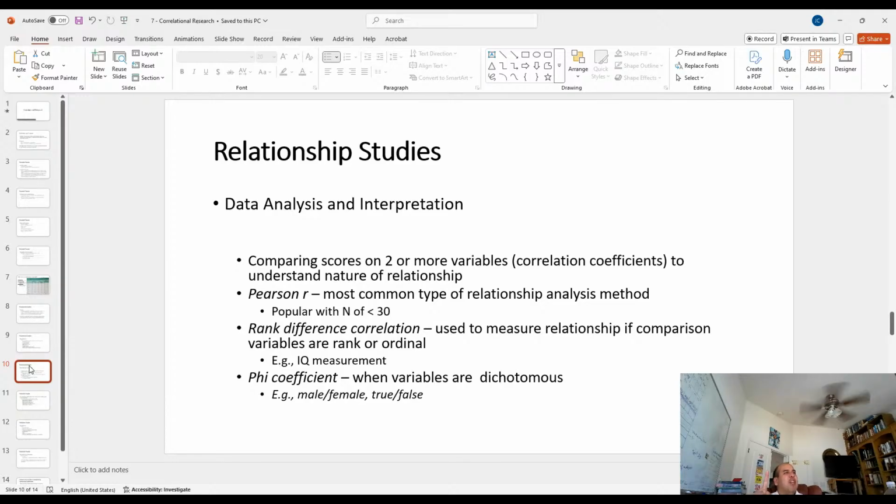Or you have a rank difference correlation, which usually measures a relationship where the comparison of the variables is rank or ordinal, right? Rank means something like IQ measurement, where you can measure the relationship, the difference between each one of those variables, and you can see exactly how different the relationship is, the size of the relationship, the size of the difference. Okay. And then you have the phi coefficient when variables are dichotomous, such as male, female, true, false.